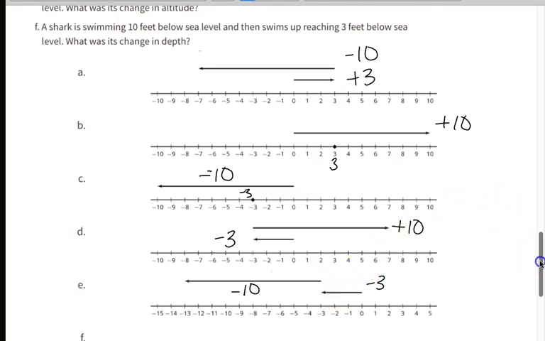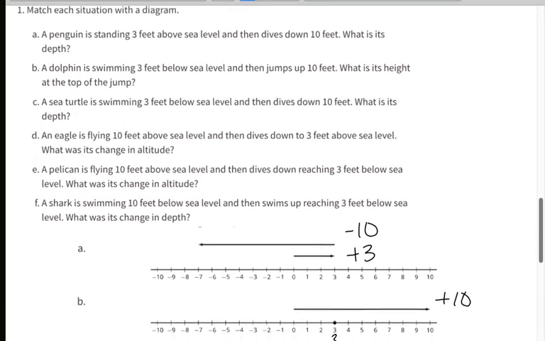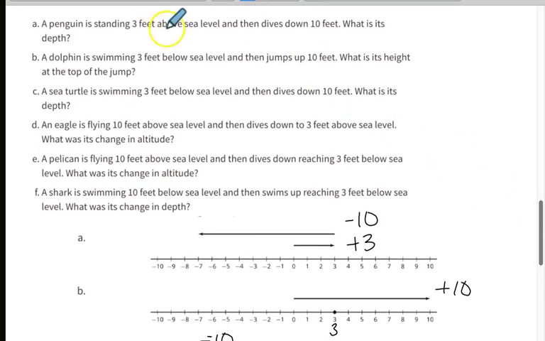Now we can go back and look at some situations. First one says a penguin is standing 3 feet above sea level. So usually that's a positive 3. And then dives down 10 feet. So that means a negative 10. What is its depth? So it went up 3 and down 10, and turns out the first one is A. So A matches up to number 1.